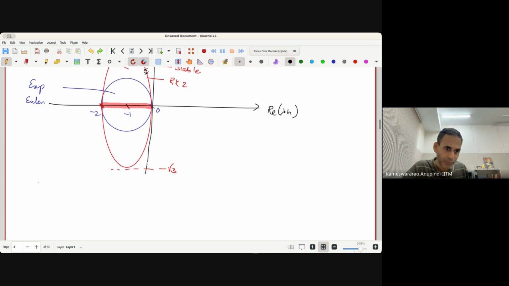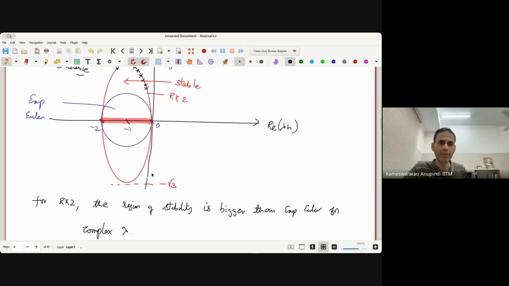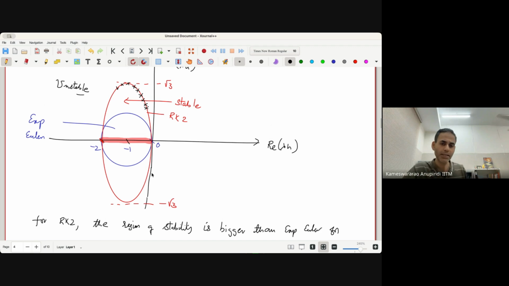So we see that for RK2, the region of stability is bigger. Let me say just bigger, not much bigger. Just bigger or larger than explicit Euler in general for complex lambda. That means we are not talking about purely real lambda, because for purely real lambda, it has the same extent as the explicit Euler.